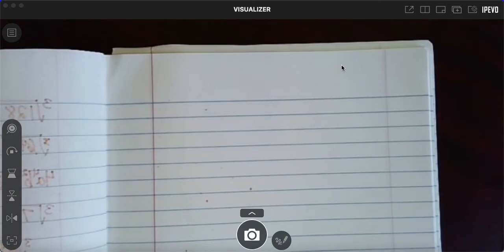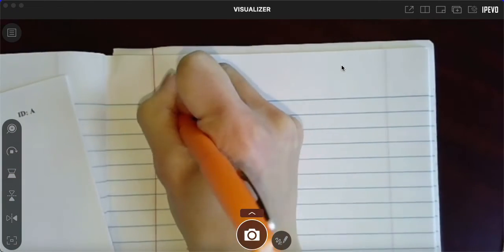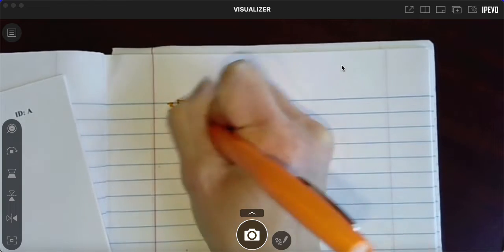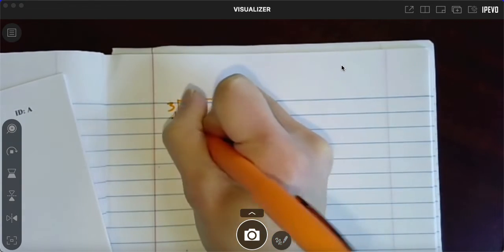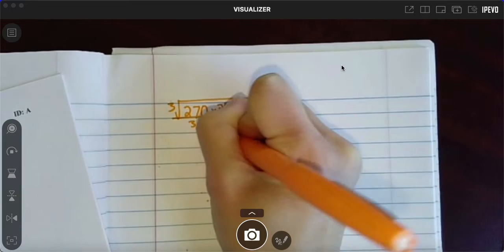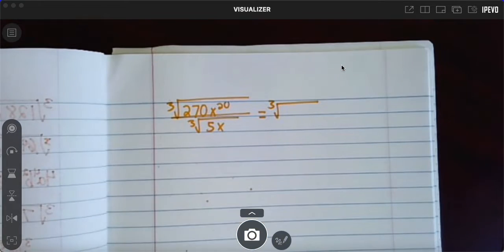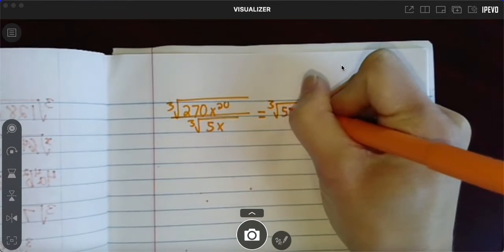All right, number 11. Cubed root of 270x to the 20th over the cubed root of 5x. So, what is 270 divided by 5? I get 54. Does that make sense?